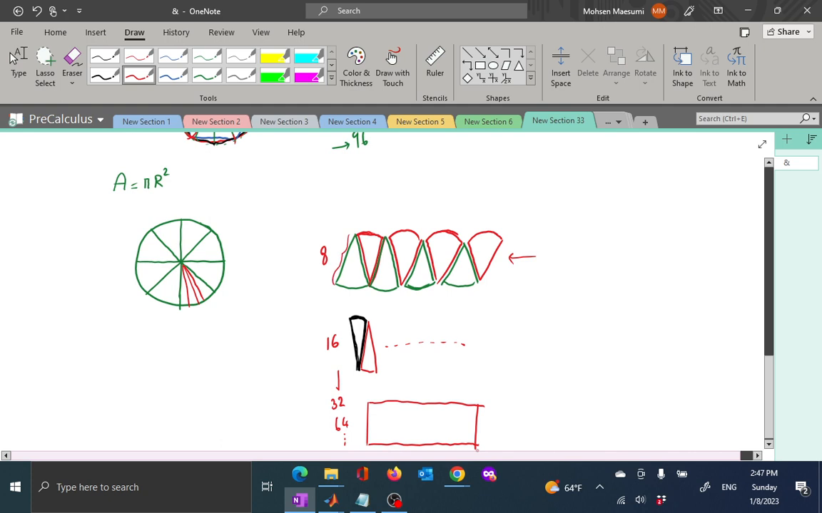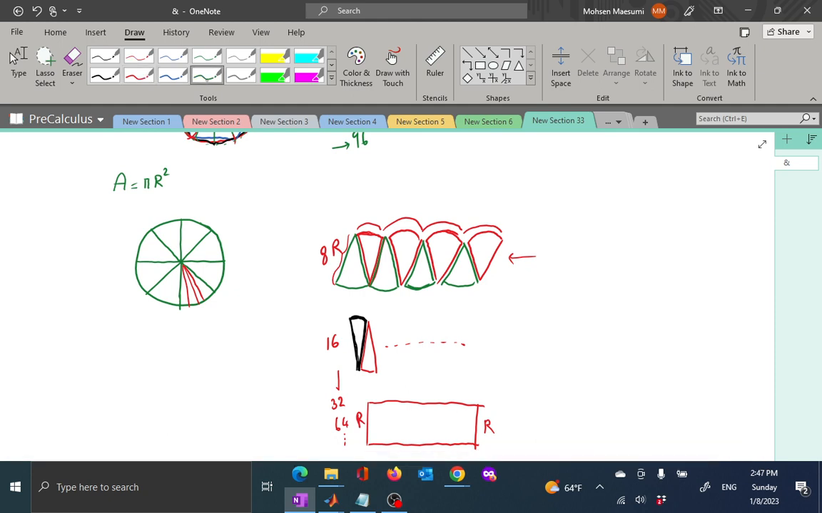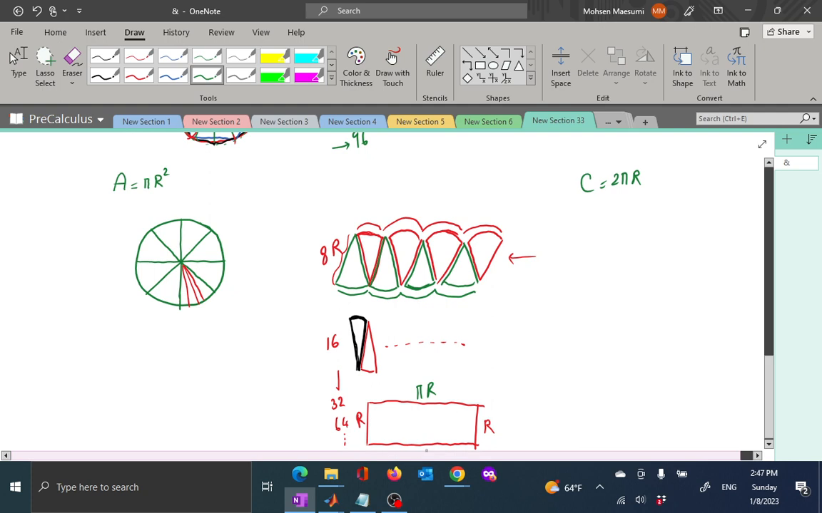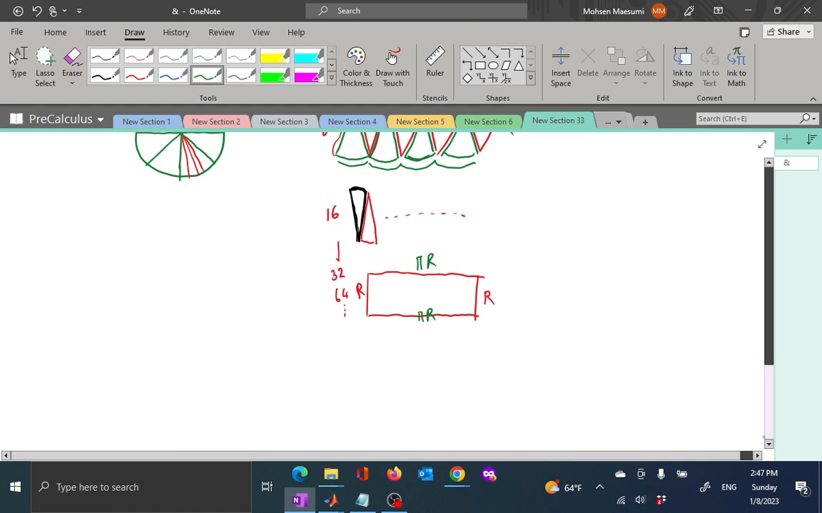Well, what is the side of this rectangle? This one is going to be R. This is R. This is R on the other side. What are these? Well, that's going to be half of the perimeter of the circle. Half up there, half down here. We had said the circumference is 2 pi r. Half of it is going to be pi r here, and the other half is going to be pi r down here.